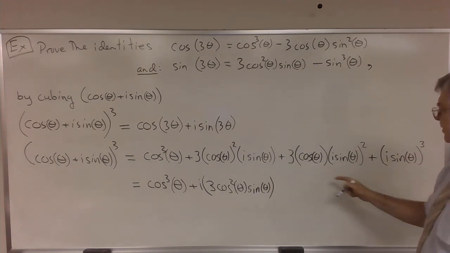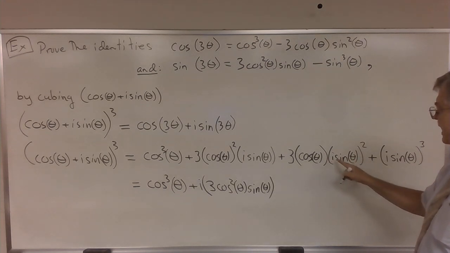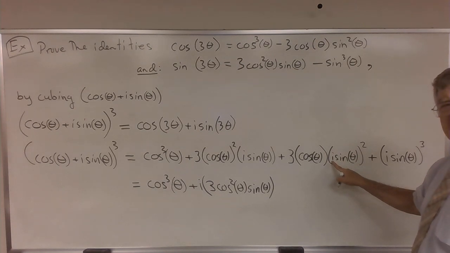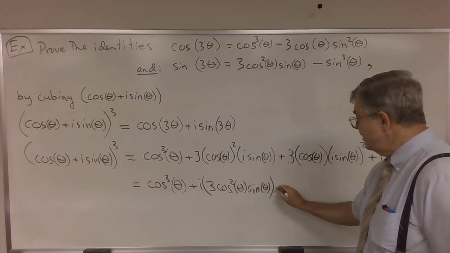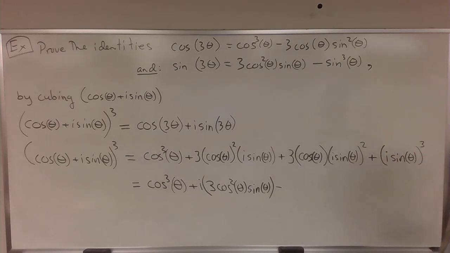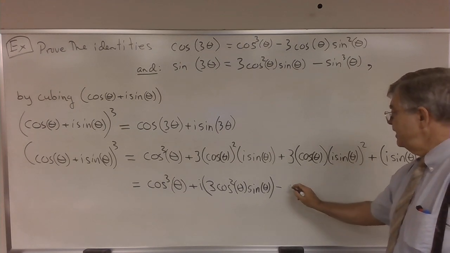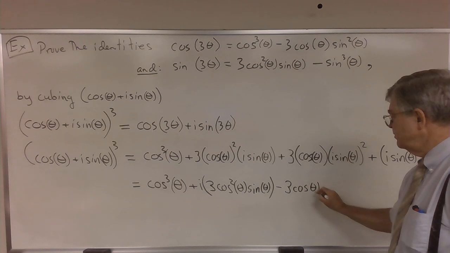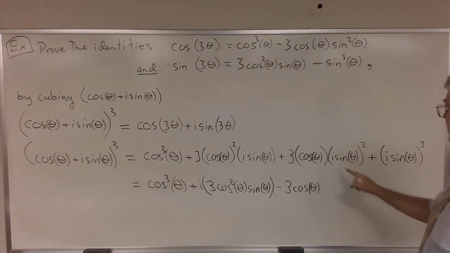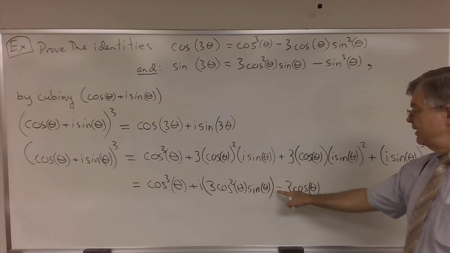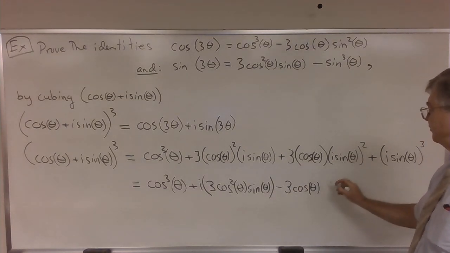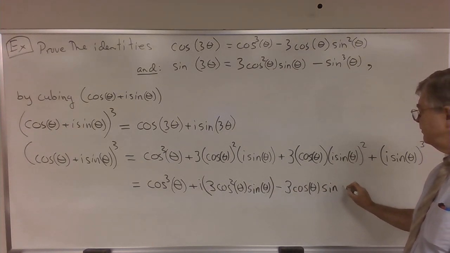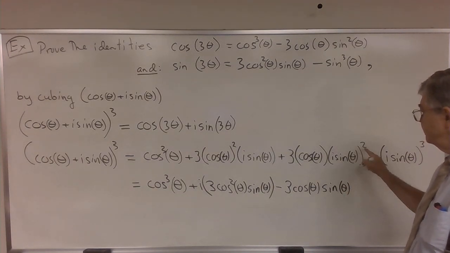Now this term, I'm squaring i and I'm squaring sine of theta. If I square i, that gives me a factor of -1. I'll put that out front. And I have 3 cosine of theta, I have the i squared, that's -1, and I have sine of theta squared.